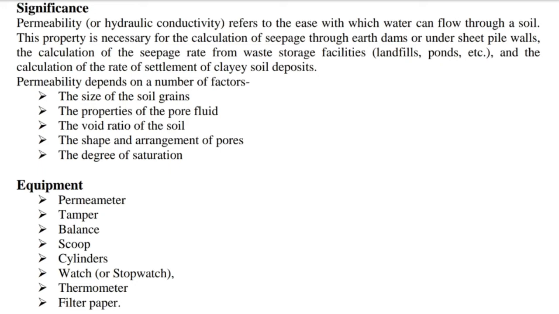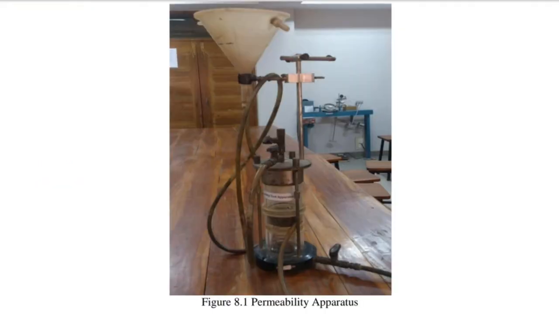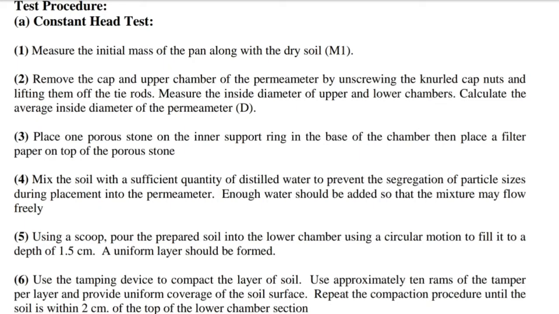Equipment: permeameter, tamper, balance, scoop, cylinders, watch or stopwatch, thermometer, filter paper. Figure 8.1, permeability apparatus. Test procedure. A. Constant head test. 1. Measure the initial mass of the pan along with the dry soil, M1.